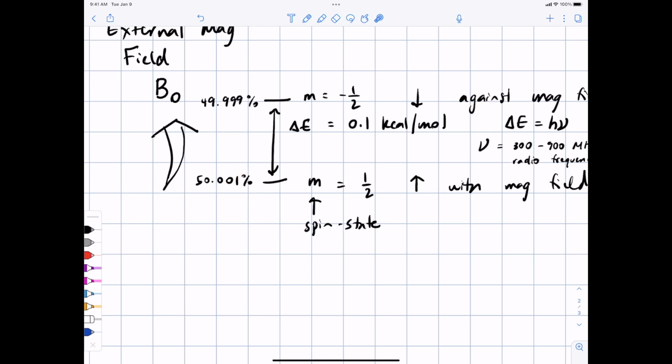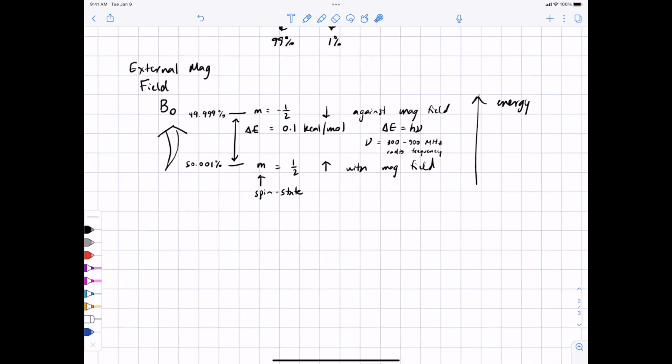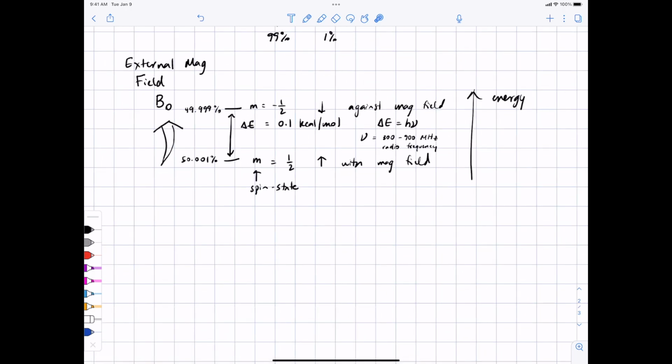But that 0.001% difference or 2% difference is enough molecules to see and analyze. All right, so a couple of things you need to know about this frequency that causes the resonance, that is, causes the transition of a proton to go from with the external magnetic field versus against the external magnetic field. Any questions so far?